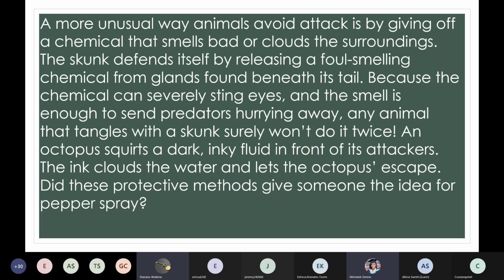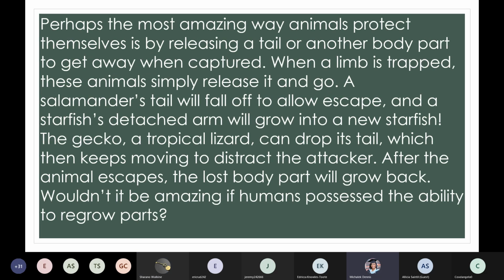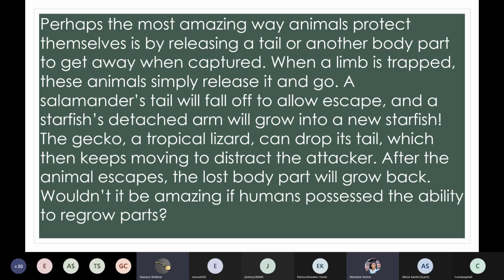Now, what animal did we say grows into another animal, the exact same animal, once they release a limb? Yes, Alexander and Lashonda, you are correct. A starfish. Good. Okay, I think that's the thesis statement.